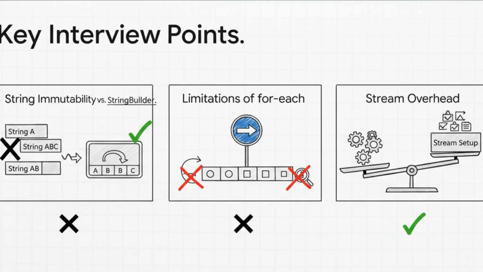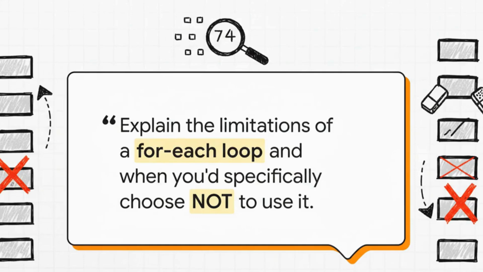And in that interview, these are the talking points that show you're not just a beginner. You can mention that strings are immutable, so building them in a loop is inefficient, which is why we have StringBuilder. You can casually point out the limits of for each: I can't use it here because I need to go in reverse. And you can explain why you chose a simple loop over a stream for performance reasons. That's next level stuff.